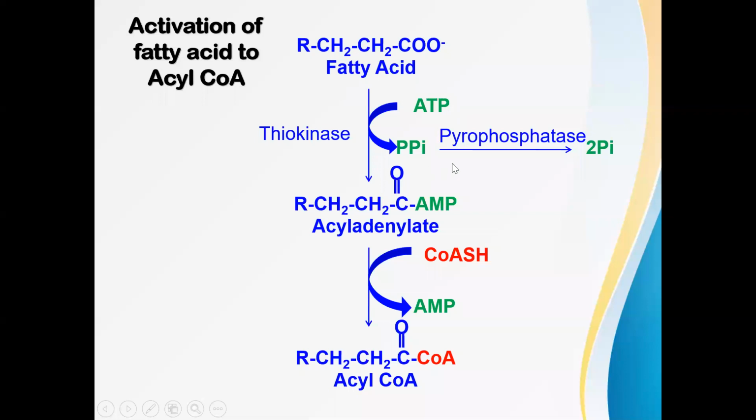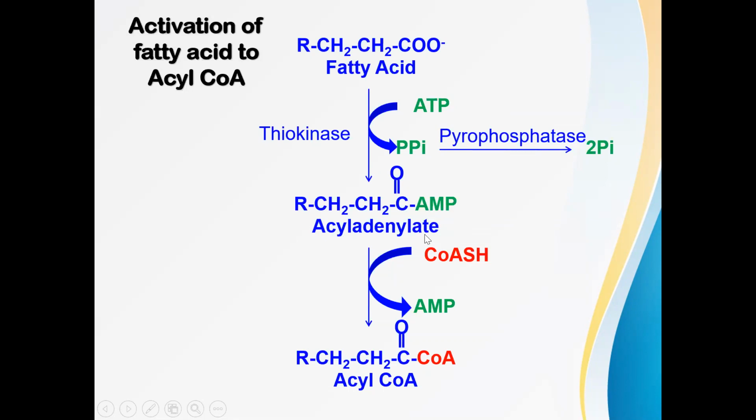This reaction requires the utilization of ATP, and the enzyme that catalyzes this fatty acid to acyl adenylate conversion is thiokinase. And when one ATP molecule is utilized here, it is converted into pyrophosphate. This pyrophosphate is immediately hydrolyzed to two molecules of inorganic phosphate. Since two molecules of inorganic phosphate are formed here, it is considered that two ATP molecules are utilized in this step. So here what happened? The fatty acid is converted into acyl adenylate, to which AMP moiety is attached.